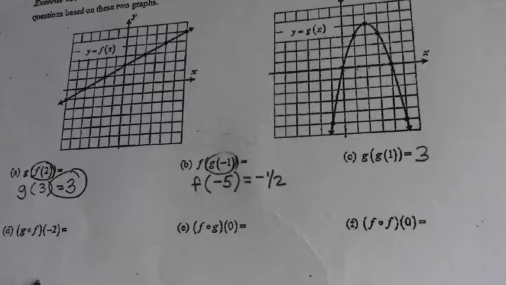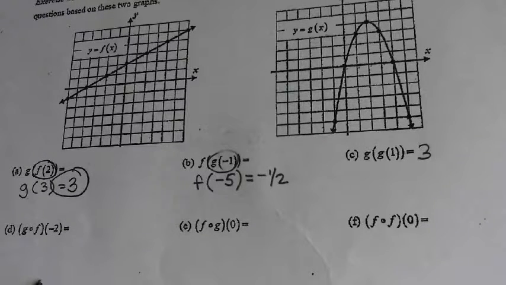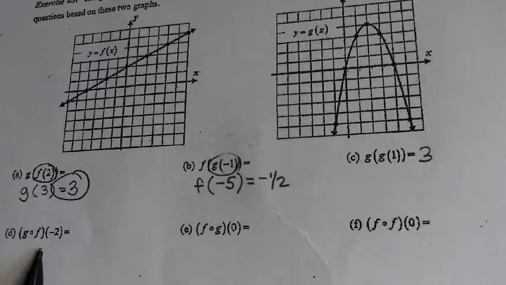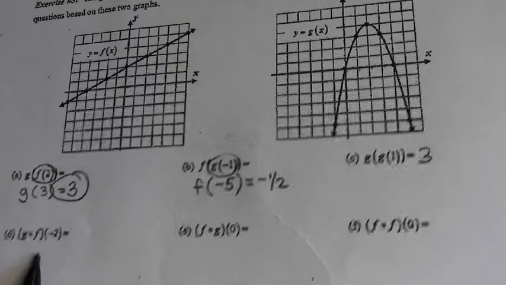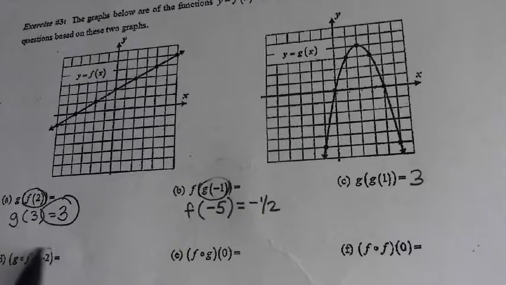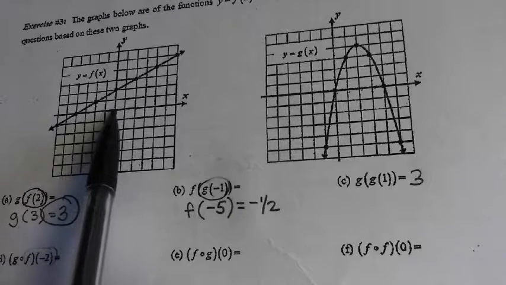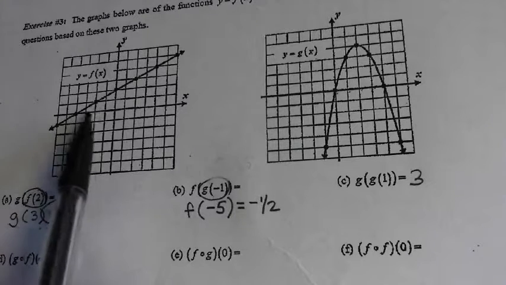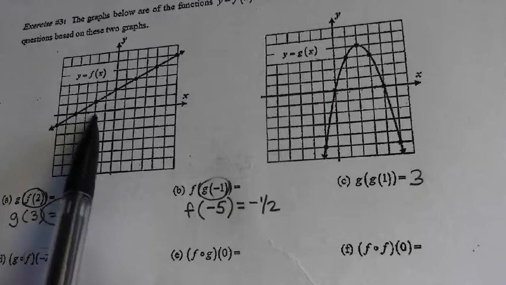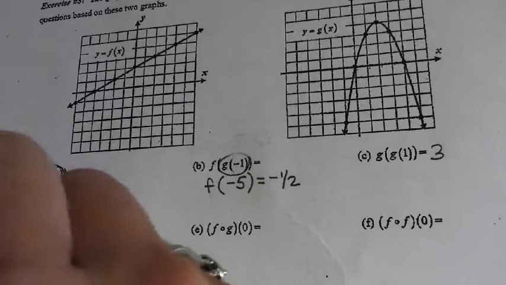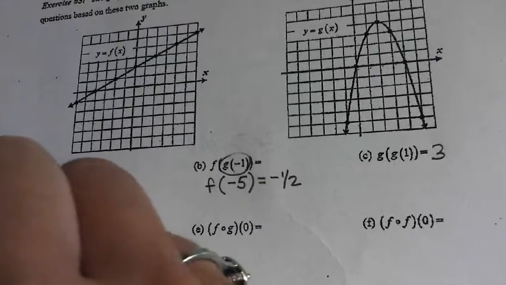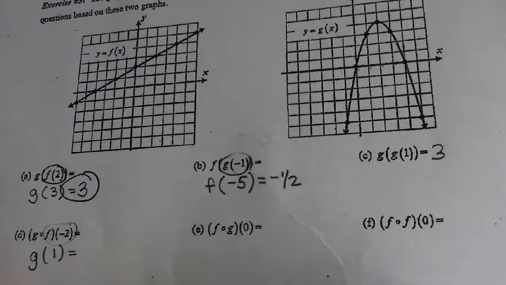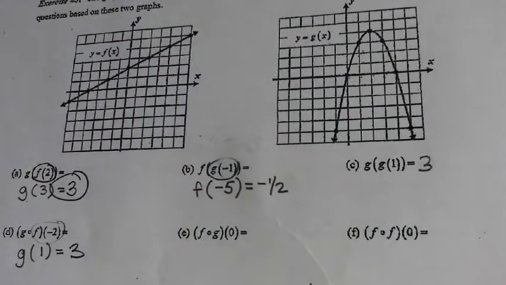How about D, Mike? 3. What did you get for D, Bella? 3. Did anyone get anything different? Good, Lucas. I got 4. 4, so let's look at that one. We got to do f of negative 2 first. Lucas, what did you get for f of negative 2? 2. There's where your mistake is, because if you go over 2, it's only 1. Good. So g of 1, and then you go to here, 1 is 1, 2, 3. Good. Thank you, Lucas.